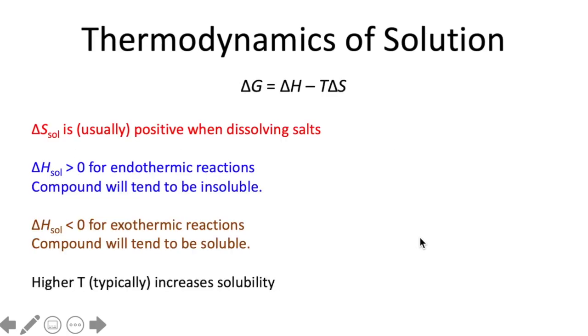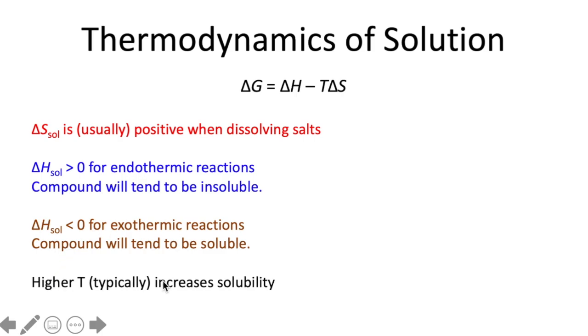So let's look at a couple of specific examples. Generally, whenever we're dissolving salts, because they're a solid and then they're going to dissolve in water and separate out into their ions, delta S is usually positive when we're dissolving the salts. So that's going to be favorable for us. And depending on whether our delta H is positive, an endothermic solution reaction, that would mean things tend to be more insoluble. And if delta H is negative, the compound will tend to be more soluble.